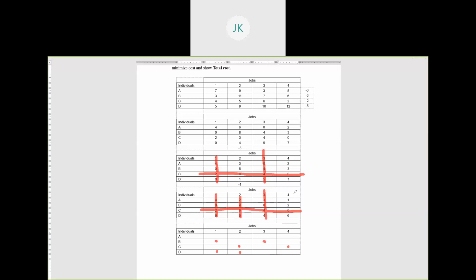So 0 here, 0 here, and 0 here. Look again. Something is wrong. Okay, something is wrong. Review again: 4, 6, 0, yeah, here 0. It's supposed to be 0 here. This one was 0, so it was 0. Cover.